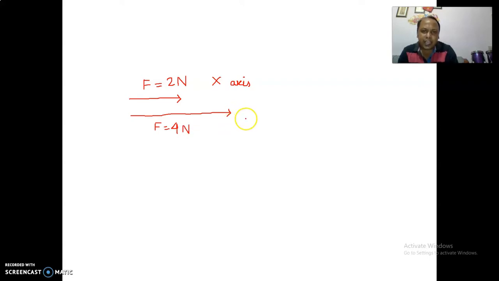Okay, and again the direction is x-axis. So we have to write or mention the direction always, because it is a vector quantity. Now you can see here also the length represents 4 Newton, which is double of 2 Newton.